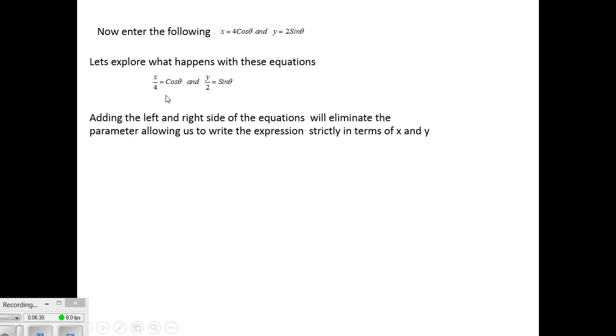now we're changing it up a little bit. We're going to say, well, what if I change the coefficients of the cosine and the sine? So I key in x equals 4 cosine theta and y equals 2 sine of theta, and we see, well, how would I eliminate the parameter on that? Well, I would choose to isolate the cosine and isolate the sine, as you see here. Then I'll choose to square both sides. Okay.